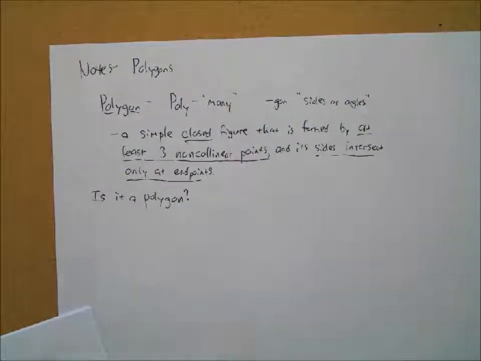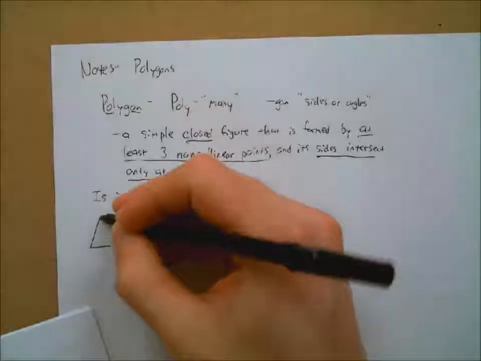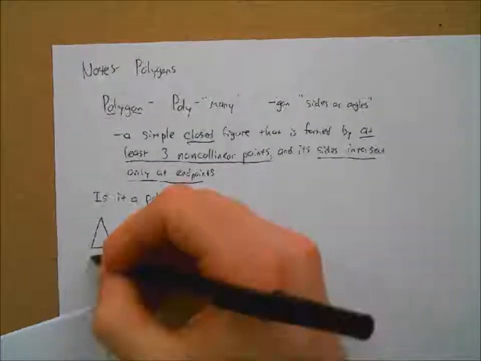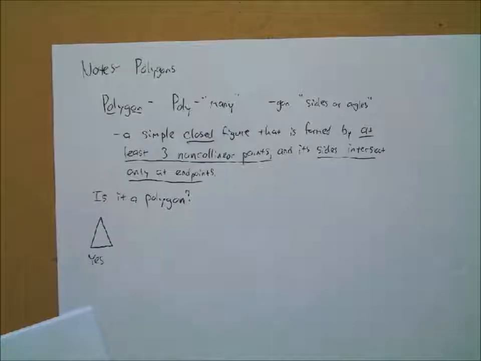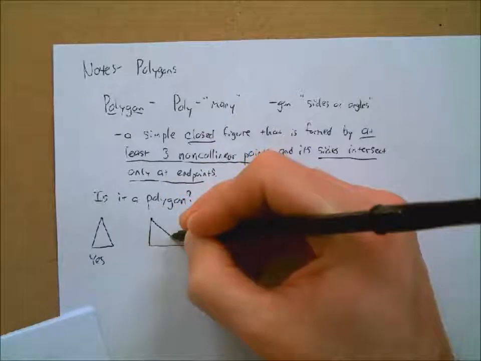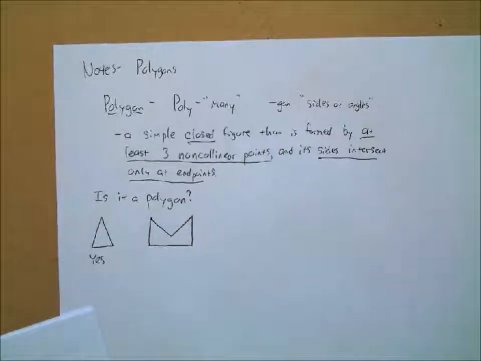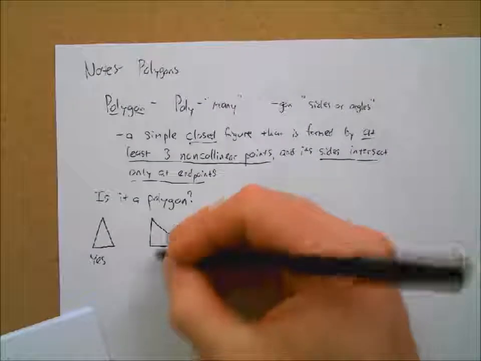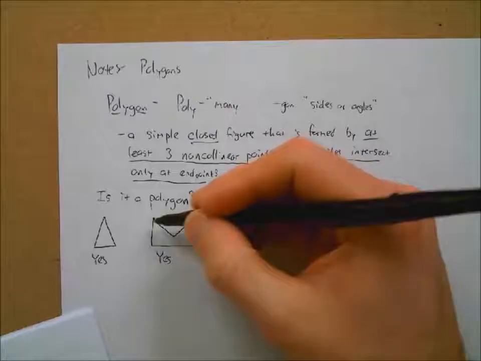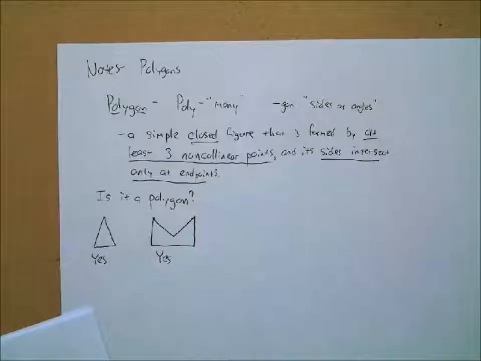Is it a polygon? Is it a polygon? Yes. Is it a polygon? Yes. Is it closed? It is. It's closed. There's no open spaces, and there's no breaks in the sides or anything like that. Is it formed by at least 3 non-collinear points? Well, I see 1, 2, 3, 4, 5 non-collinear points there.